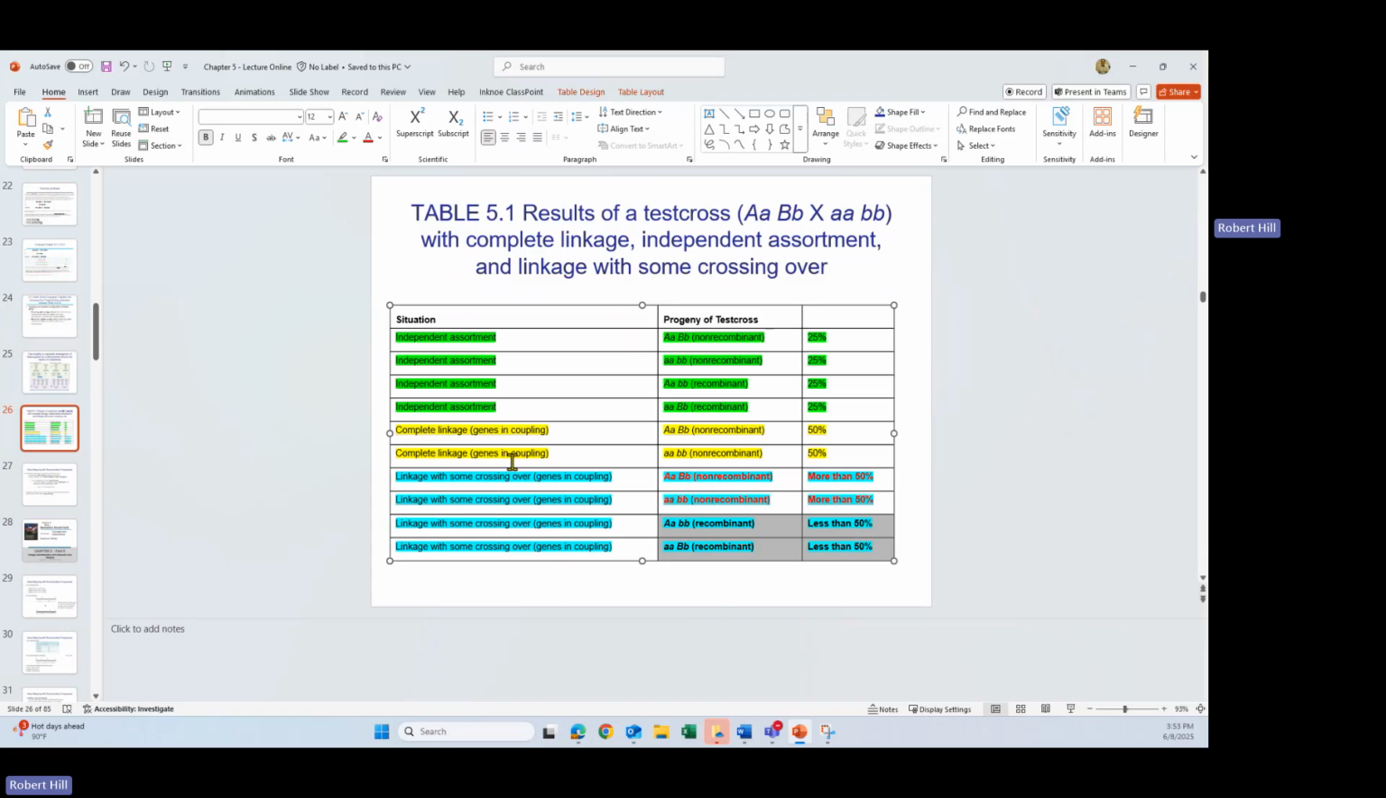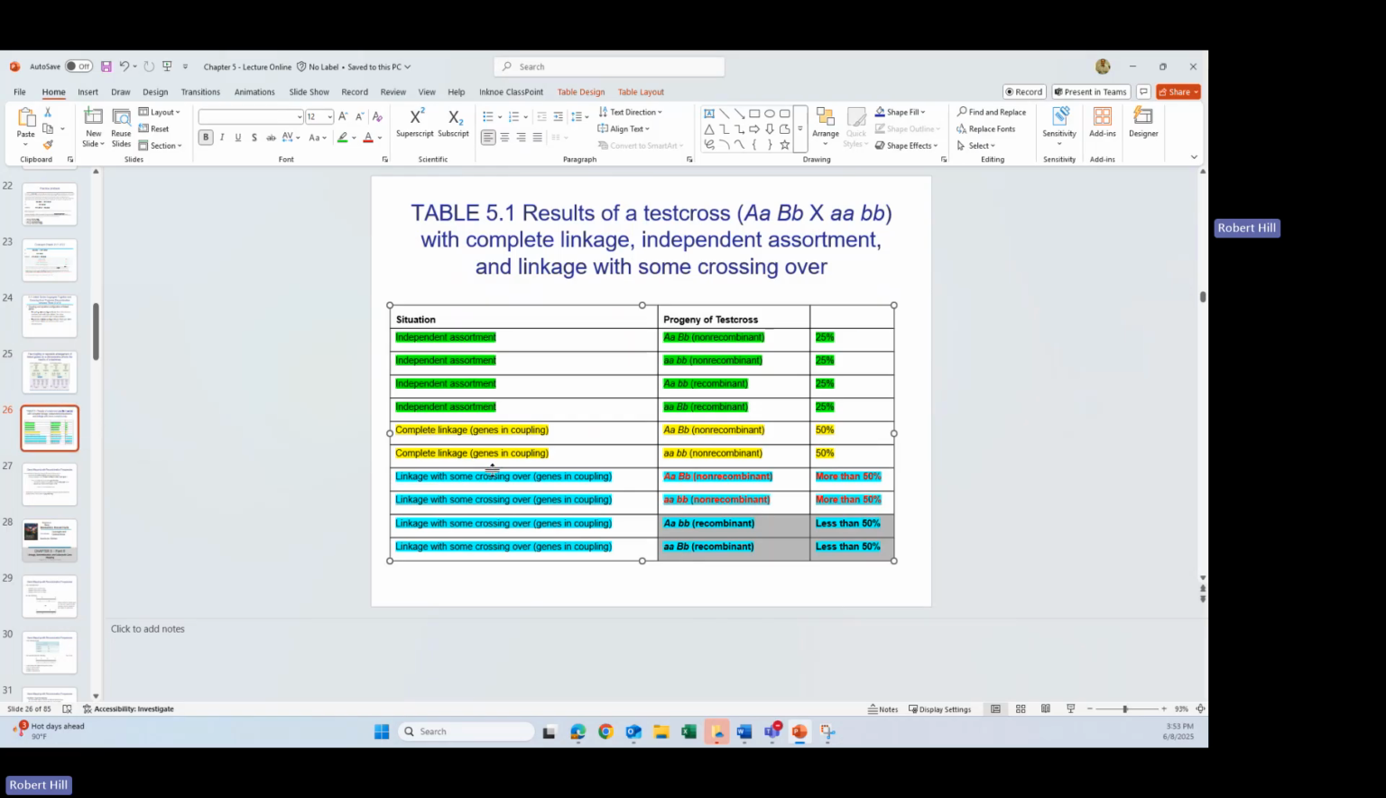Now, why does it just say everything is in coupling here? It's all in cis. Well, if it was all in trans, it would be the same numbers. Your non-recombinants would still be more than 50%. Your recombinants would still be less than 50% if this was in trans. The only thing that would be different is something this table cannot show, and that is how these are grouped, the non-recombinants, recombinants, and how they're grouped together.